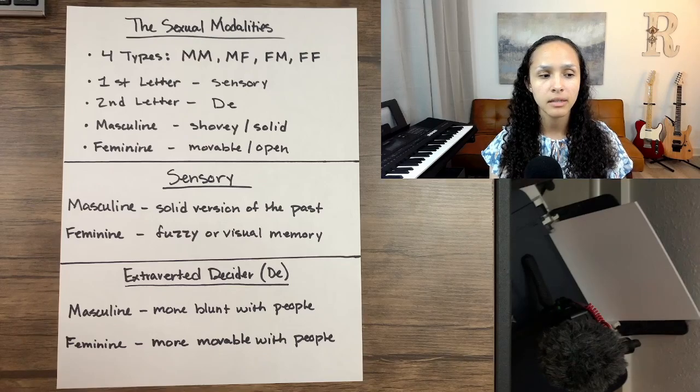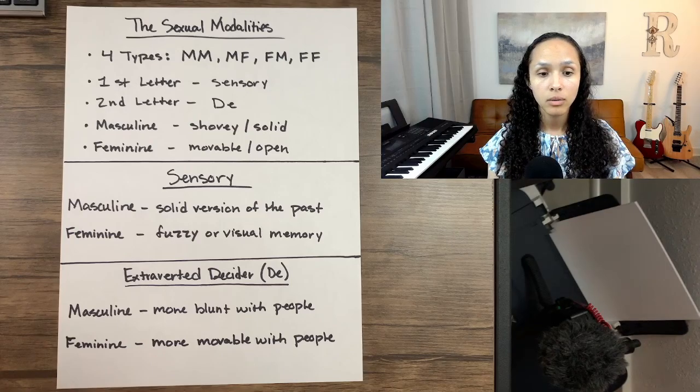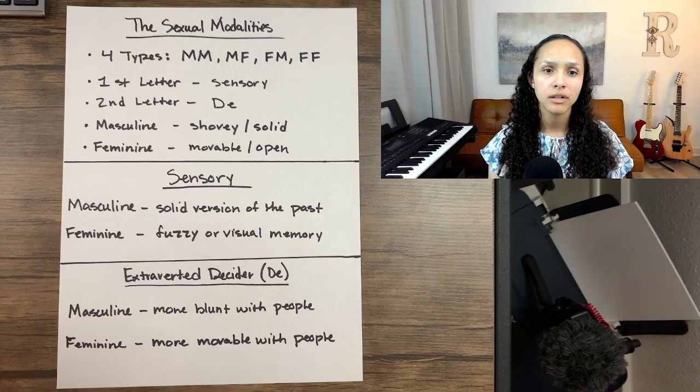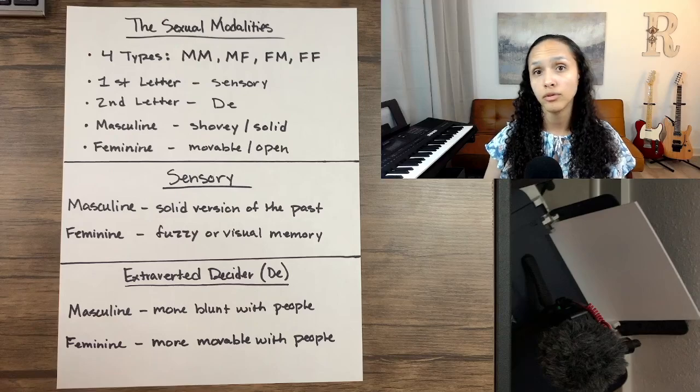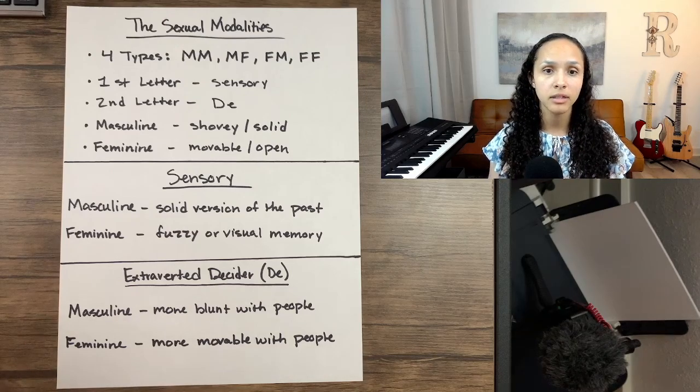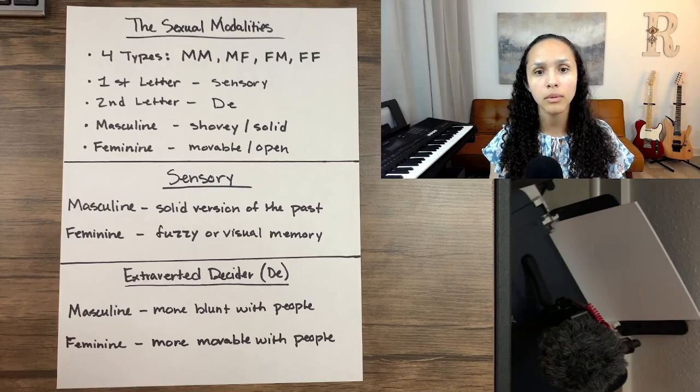There's almost a sense, I guess, they are not so solid on their identity. Therefore, they're pushing on the outside world because the inside is more movable. So again, it works on a coin. Those that are masculine with their extroverted decider are more feminine with their inner world and their own personal identity.